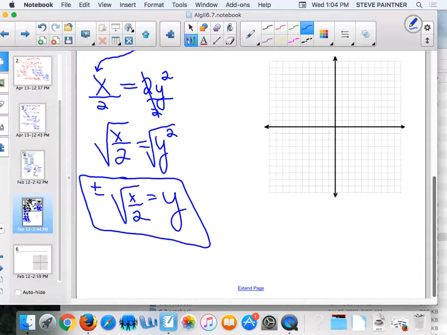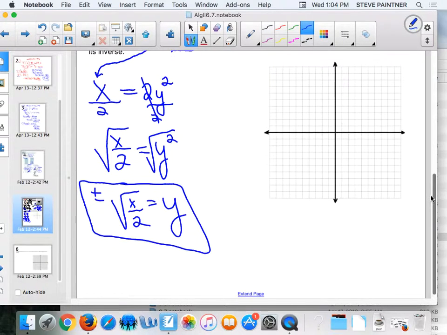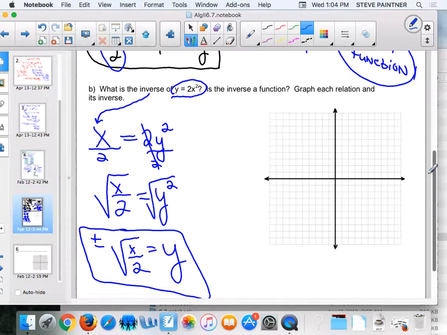Now, your job is to graph both of them and tell me, is this a function? Well, I will tell you this. Don't answer that question until you look at the graph. If I asked you to graph that, can you tell me what that is again? 2x squared is a parabola. The most important part of a parabola is finding the vertex. What's the vertex going to be?